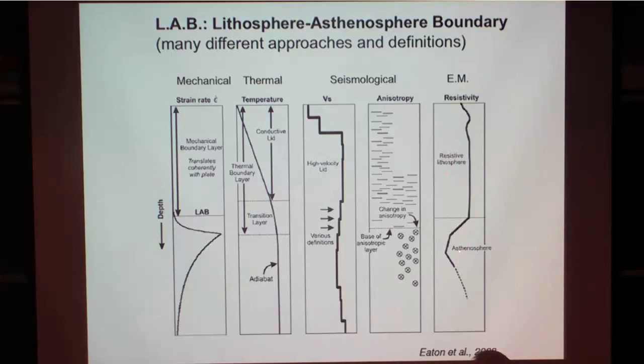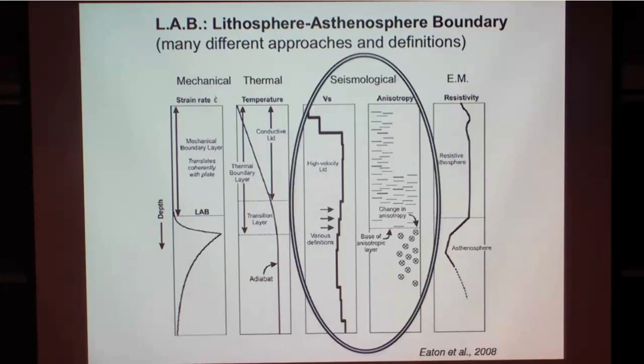Some people also define the electromagnetic L.A.B. by considering the change in the resistivity or conductivity between the resistive lithosphere and more conductive asthenosphere. And of course, what I would like to focus on is the seismological L.A.B., which can be addressed either by considering VS velocity, S-wave velocity, where we have a high velocity lid and below a low velocity zone with a decrease in velocities. We will also look at the seismic anisotropy, where we can expect some change at the level of the L.A.B. between the upper part and the lower part.